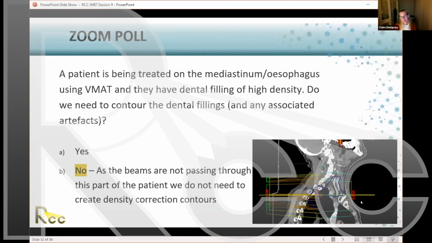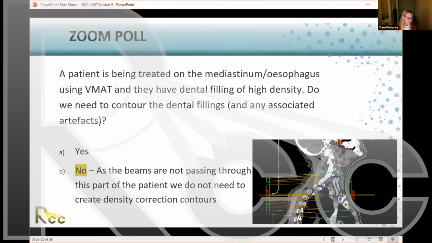So in this case, here's our PTV here. We've got esophagus, mediastinum, PTV. We've got VMAT running around the chest area. So we do not have any beam passing through the jaw where the teeth are. So even though they do have high density material in them, even though there's imaging artifacts in there, there is no beam passing through this area. So we don't need to contour those.